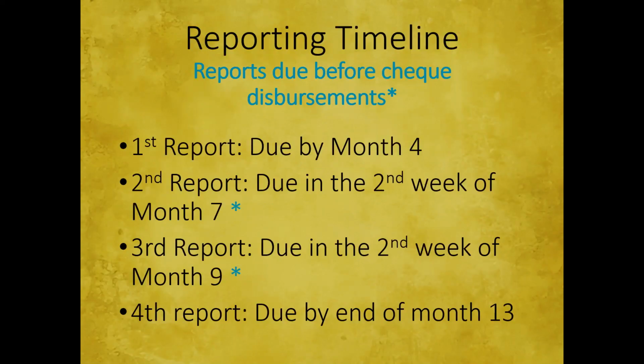So these months are accounting months, so month 7 is the 7th month after the families arrived, and the 9th month after the families arrived. And in the budget spreadsheet, they are set out by months, and it has the name of the month 9, month 10, etc. And so that's how we track this. The 4th report is due by end of month 13, so 1 month after the end of sponsorship.